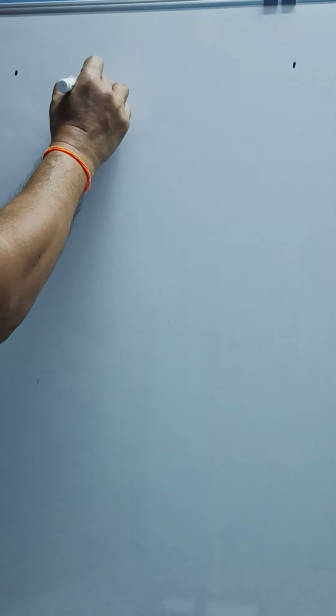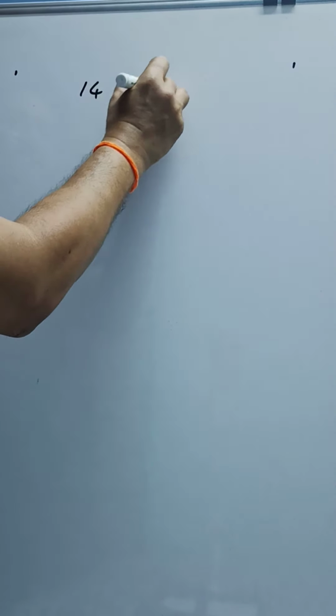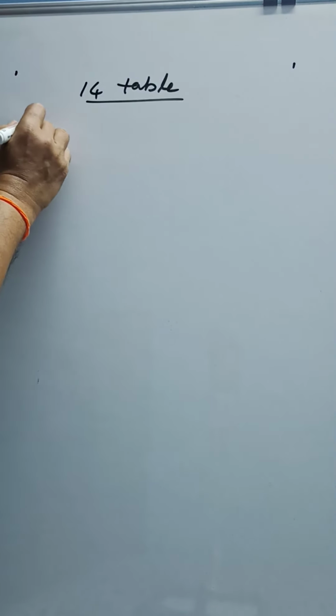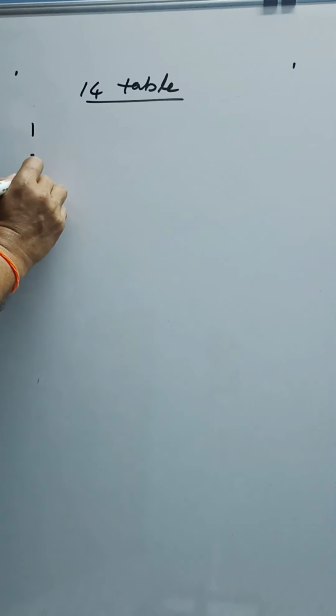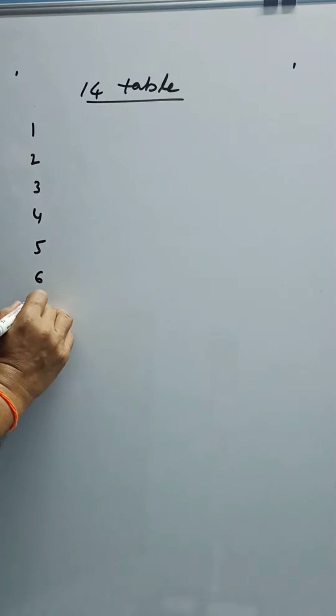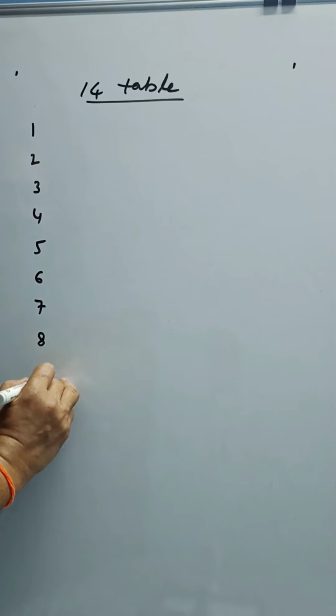After the 13th table, we will proceed to the 14th table. 14th table. Again 1 and 4 tables we have to write. 1 ones are 1, 2, 3, 4, 5, 6, 7, 8, 9 and 10.